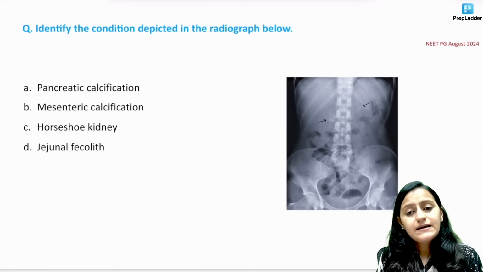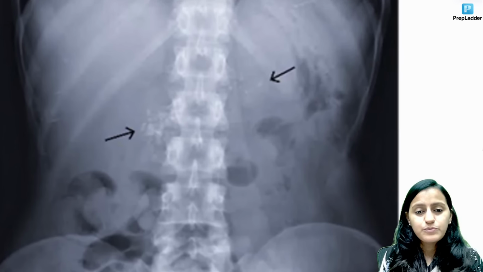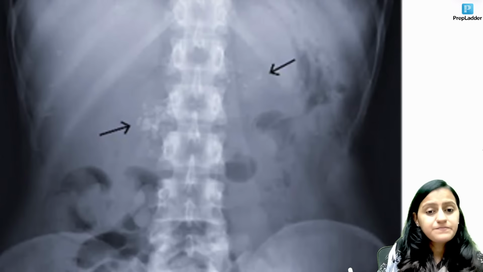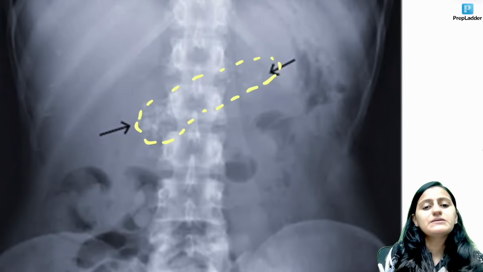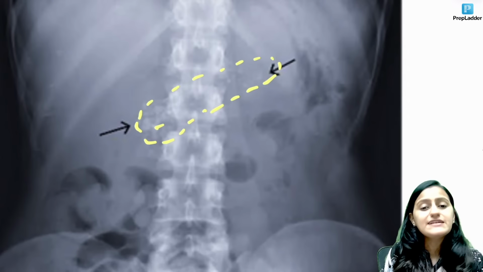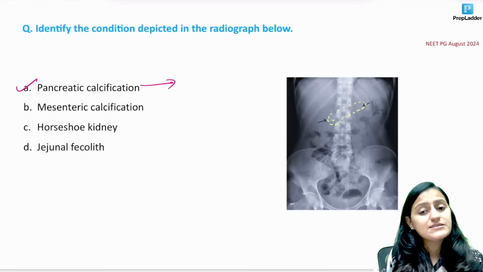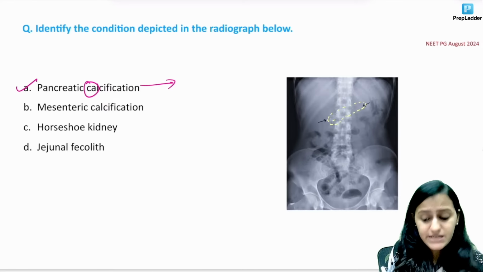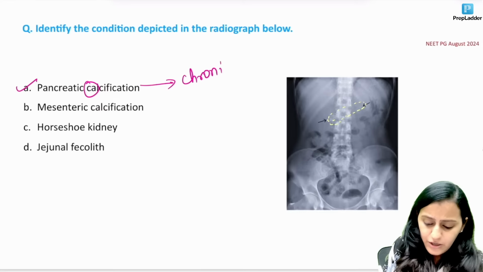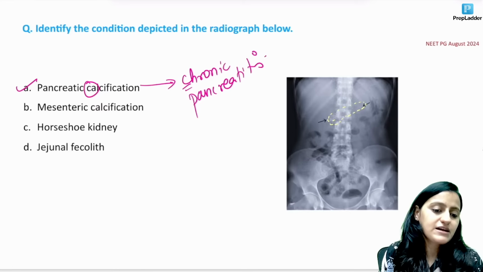Okay. Next one, identify the condition. Look at the image. Where are you seeing the calcification? Look at the pattern of calcification. It is following the pancreas. Okay, going from the right to the left. So pancreatic calcification is what this one is. Where do you see pancreatic calcification? Remember C for C. Always think of chronic pancreatitis in that case. Okay, chronic pancreatitis, pancreatic calcification.